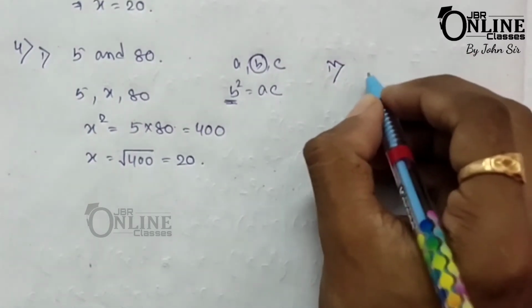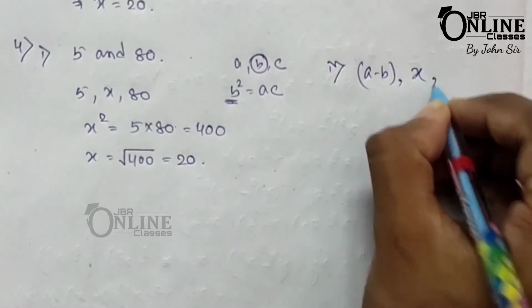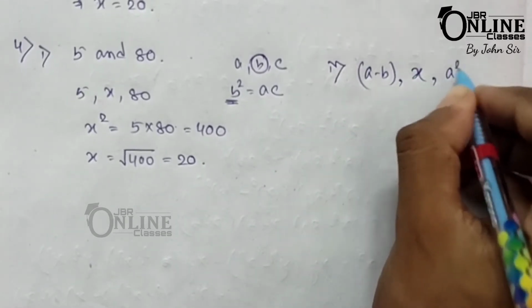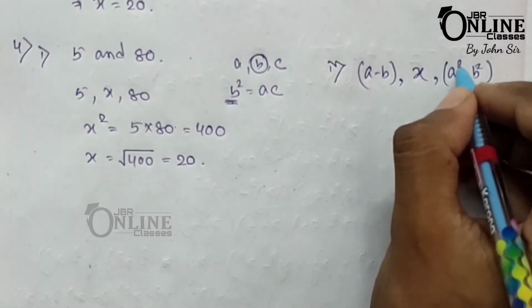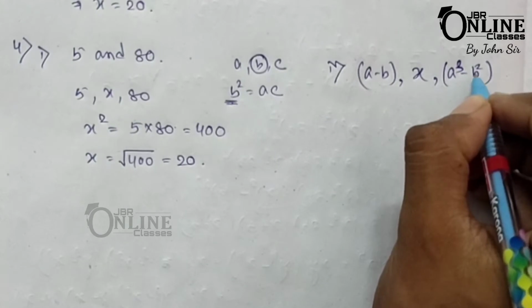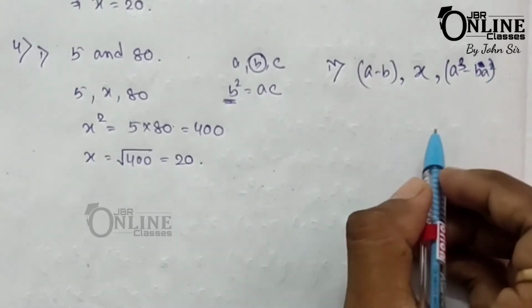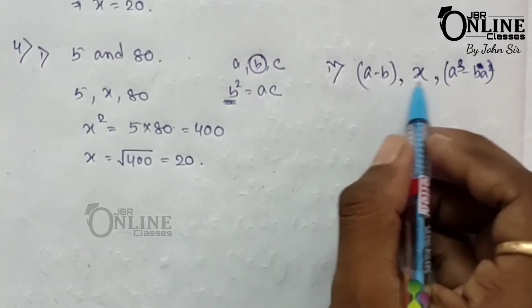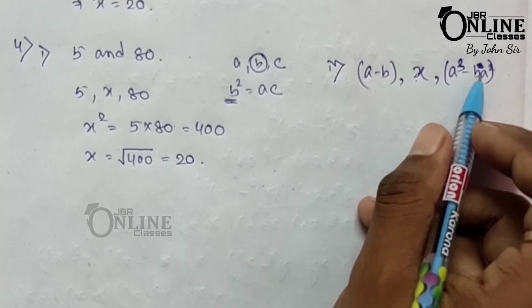In sum number 4, a minus b is the first one. Then suppose the mean proportion is x and the last one is a square minus b square. Sorry, the last one is a cube. It's not a square, it's a cube minus a square b. A cube minus a square b is the last term. First term a minus b, then mean proportion x suppose, and last term a cube minus a square b.